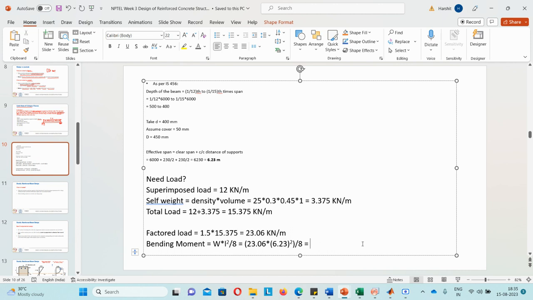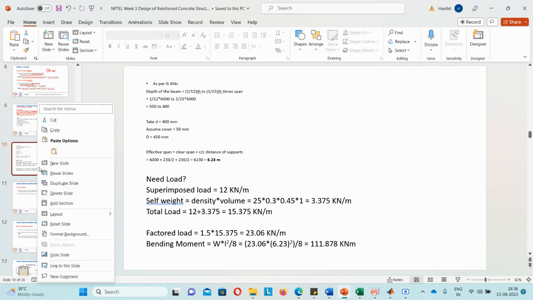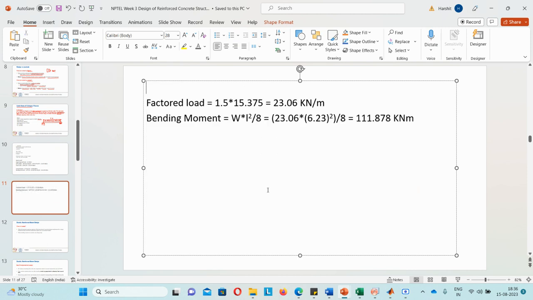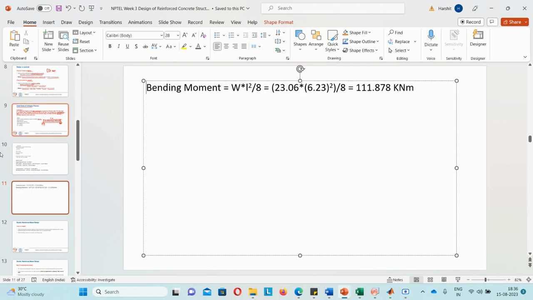Okay. So multiplying these values, we'll get a bending moment of 111.878 kilonewton meter. Okay, so this is the bending moment for which we need to design the beam. Okay, so now we have the bending moment.